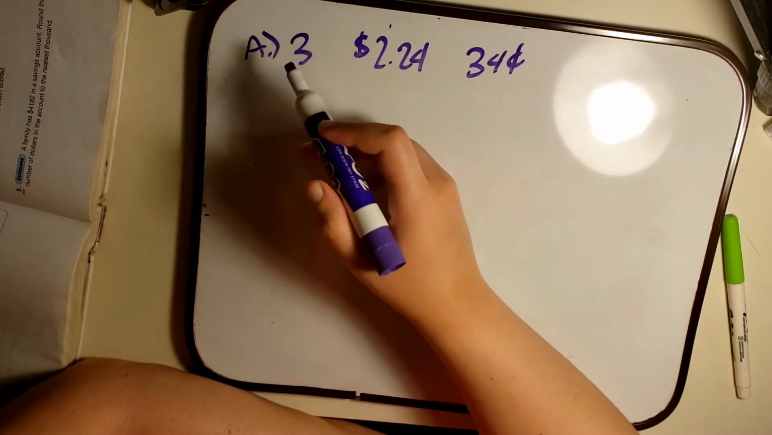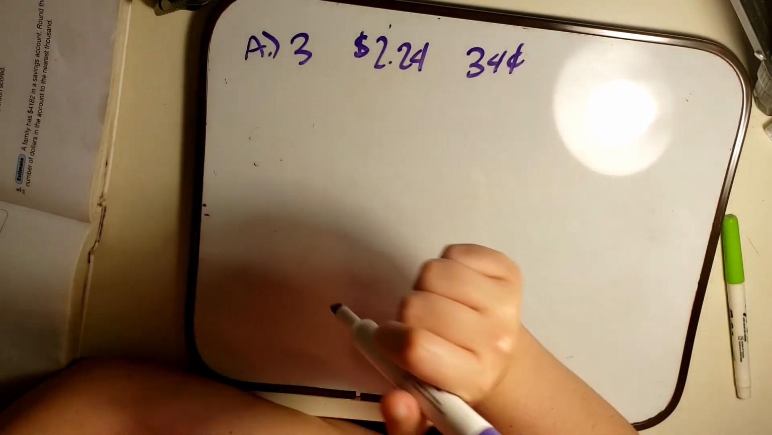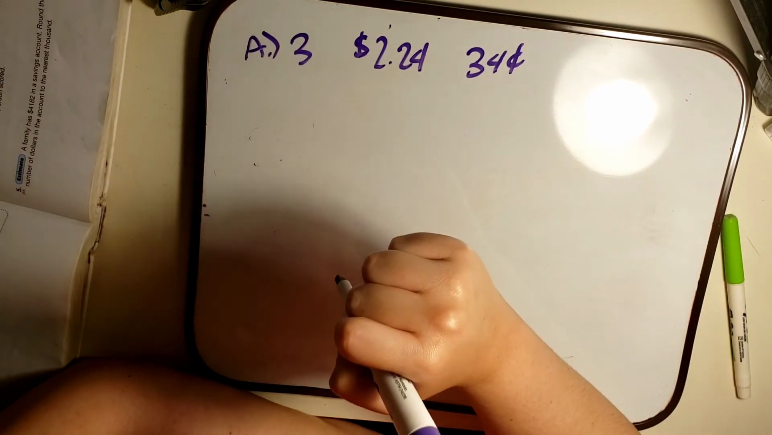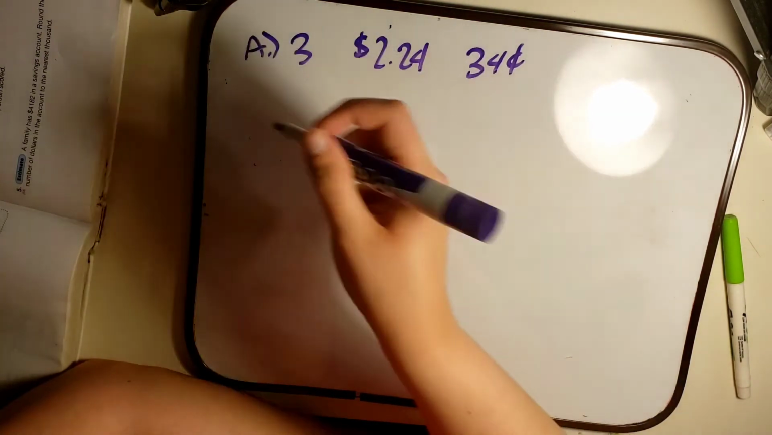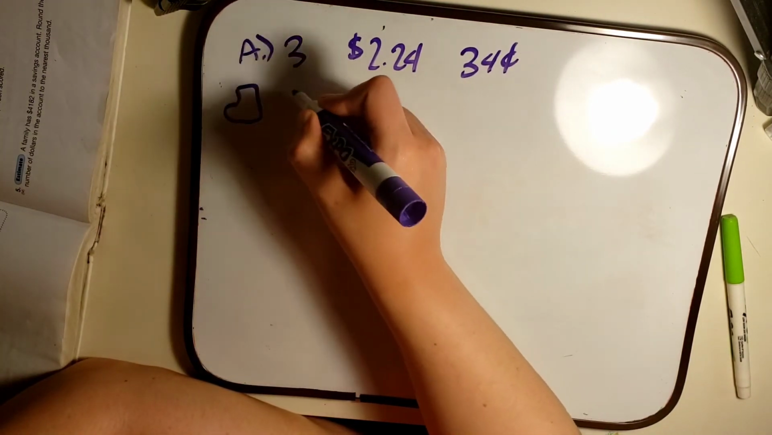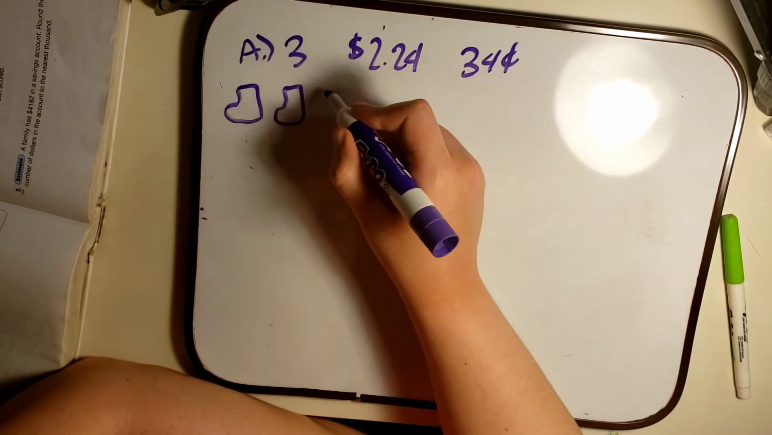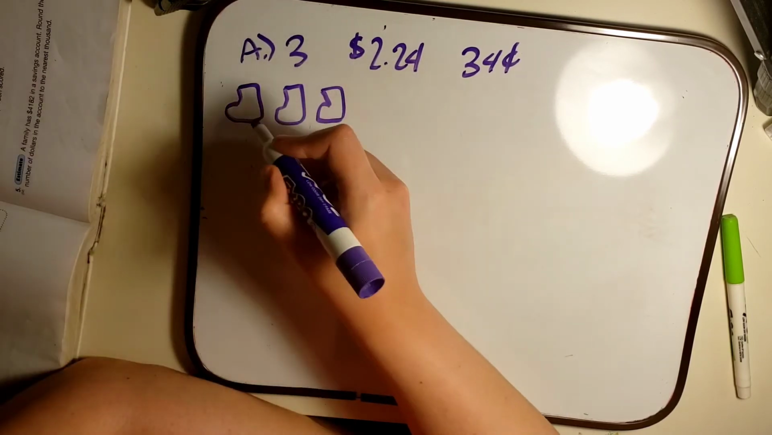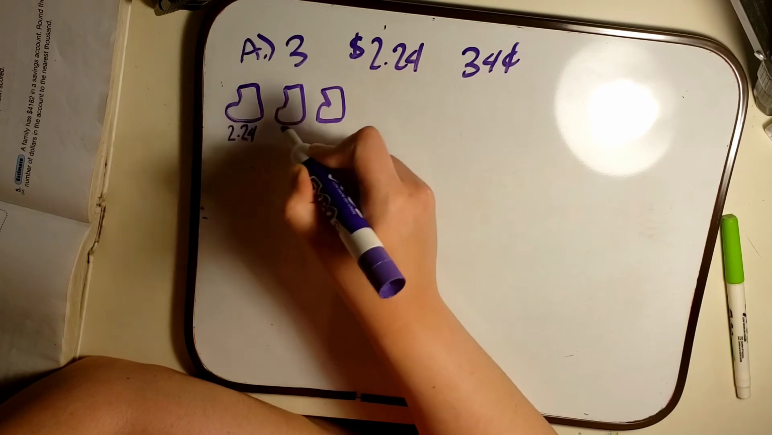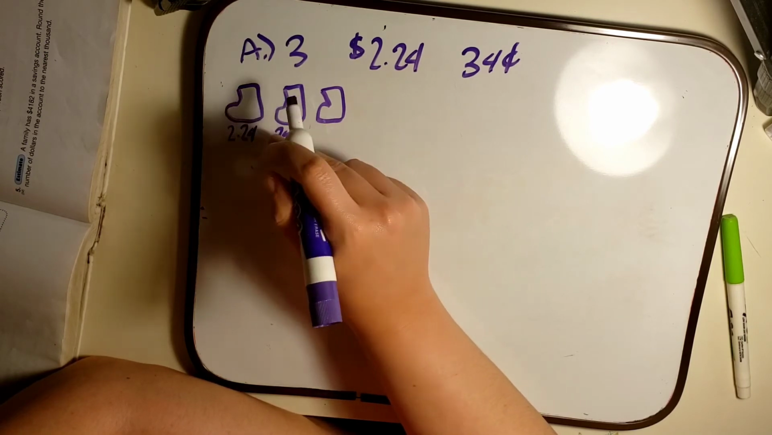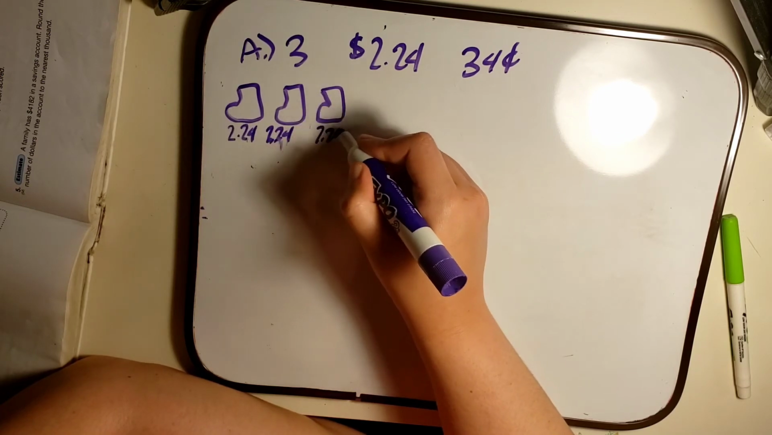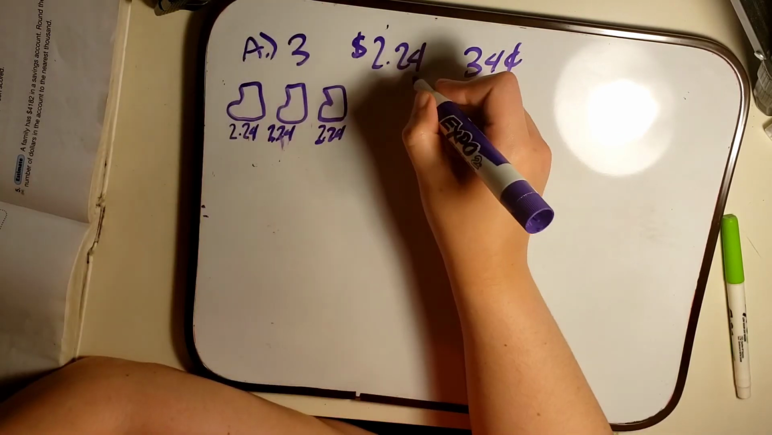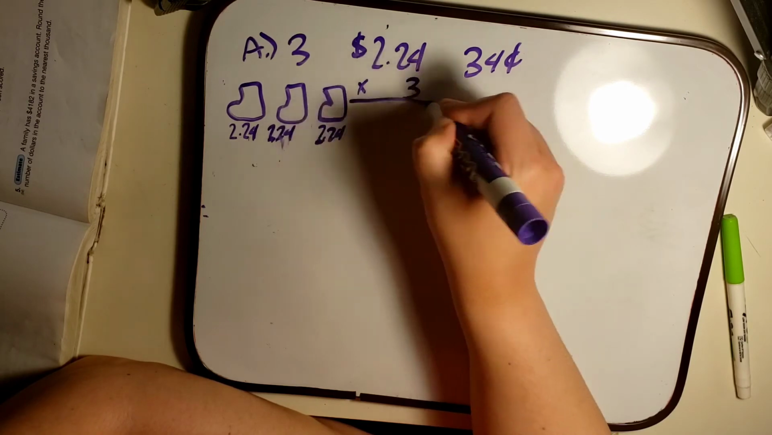So we got 3 pairs of socks. Each pair was priced at $2.24. So that "each" tells us we need to multiply. Because if you think about it, here's my 3 pairs of socks, and these are each $2.24. So we need to multiply, right? So we're just going to multiply 3 times 224.